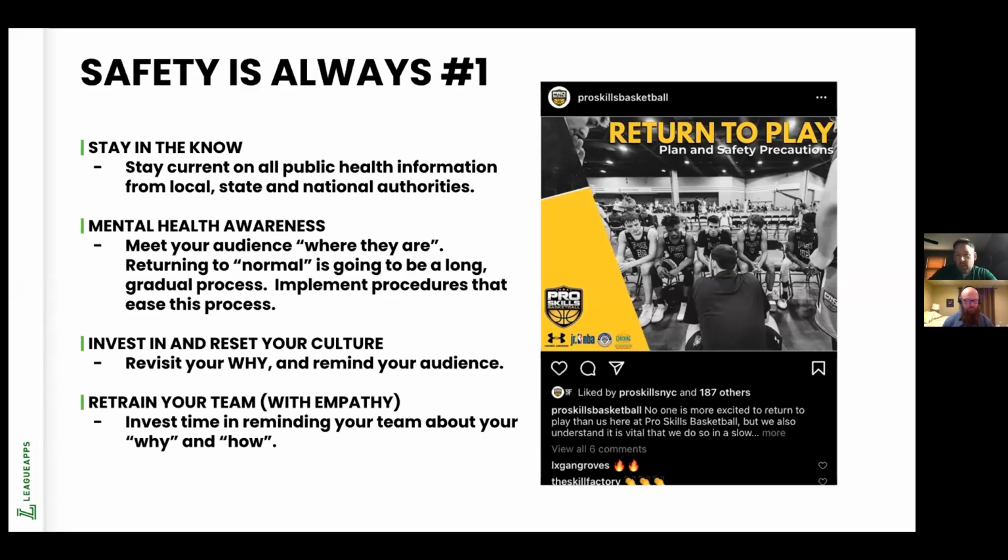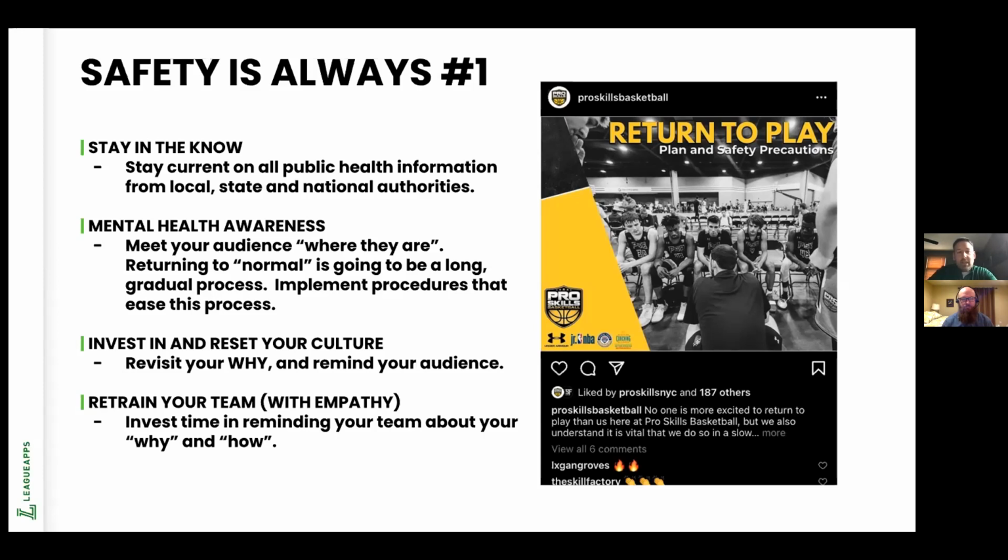There is so much public health information out there. There are so many great resources from the CDC on down to local health resources. It is not difficult to stay current on all the public health information that relates to hosting of programs and the risks associated with that. As I mentioned, from local to state to national authorities, make sure you are well versed on what that latest information is, what the latest restrictions are. Ignorance is not an excuse in these cases. You need to make sure that you stay in the know so that you can protect your organization and your members.